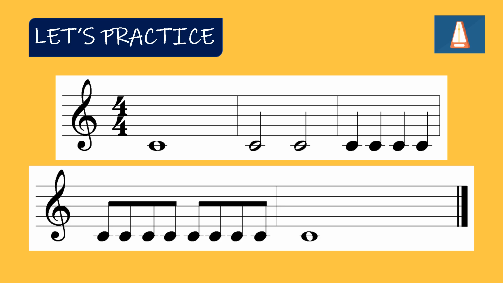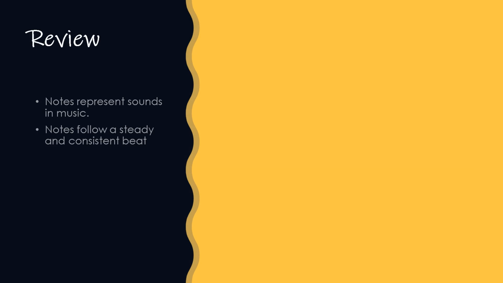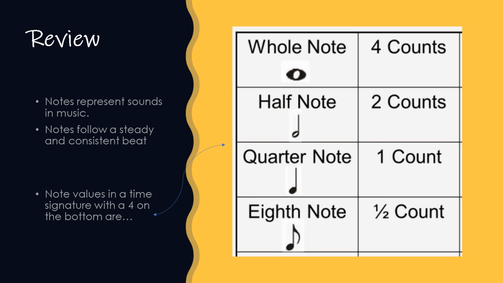Great job! Now let's review all the things that we have learned so far. We have learned that notes represent sounds in music, notes follow a steady and consistent beat, and the note values in a time signature with a 4 on the bottom are as follows. Whole note, 4 counts; half note, 2 counts; quarter note, 1 count; and an eighth note, half count.